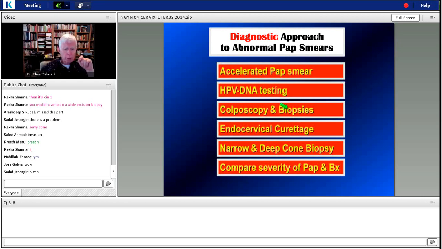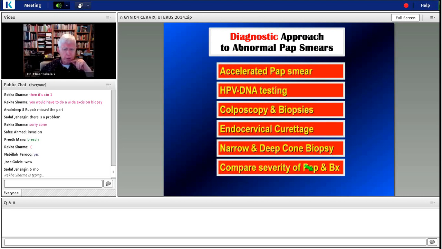Colposcopy and biopsies. We talked about that. I showed you pictures of how you do the colposcopy. Endocervical curettage, narrow and deep cone biopsy. These are all invasive. And so we will reserve this for the more severe lesions. And we always need to compare the severity of the pap smear and the biopsy, because if the pap smear is worse than the biopsy, then we need to do a wide and shallow cone biopsy.